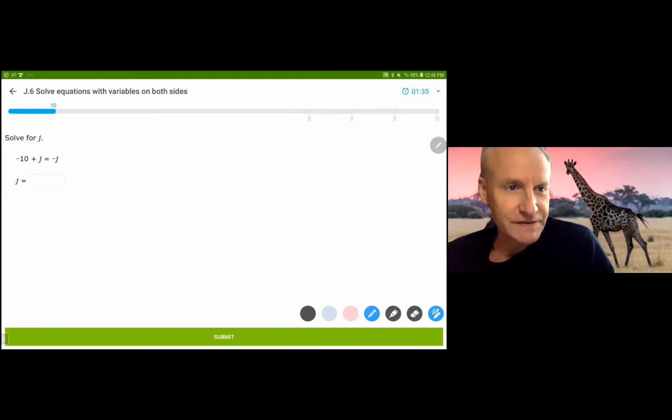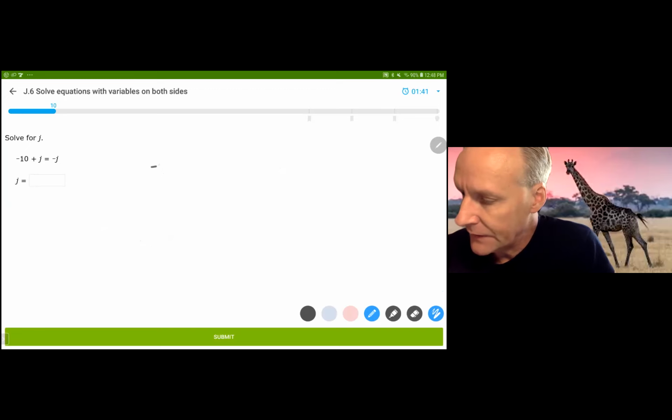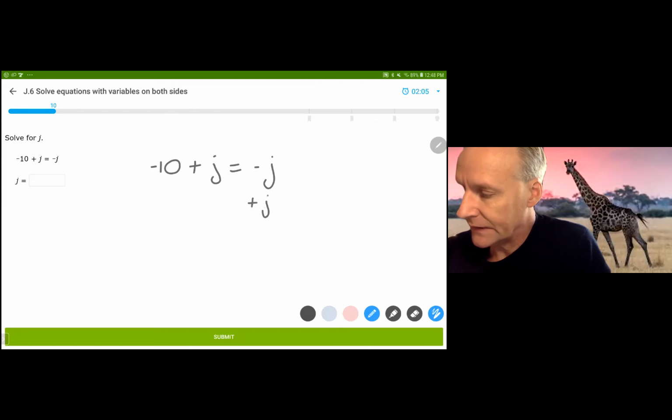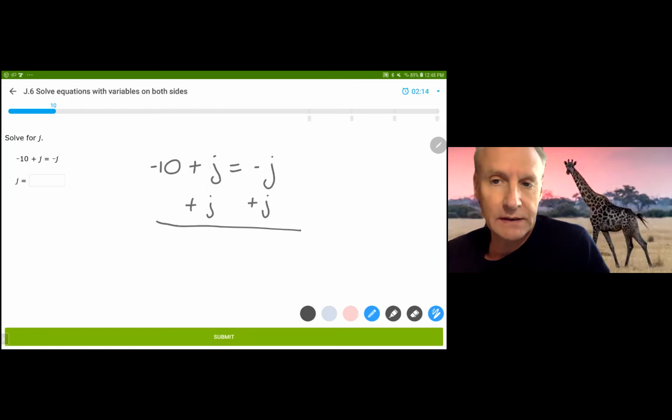Now I'm going to show you a weird mistake that happens fairly often. We now have negative 10 plus j is equal to negative j. And I want to add a negative j to both sides. A very common error, not necessarily an error, but a way to make it more difficult, would be to add j to both sides. The problem with doing that is if I add j to both sides, then what I end up with is 0 on the right and 2j plus negative 10 on the left. And then I still have 2 more steps to go.